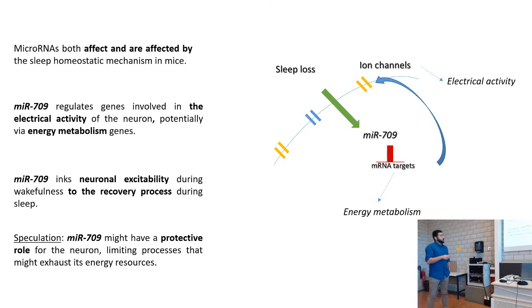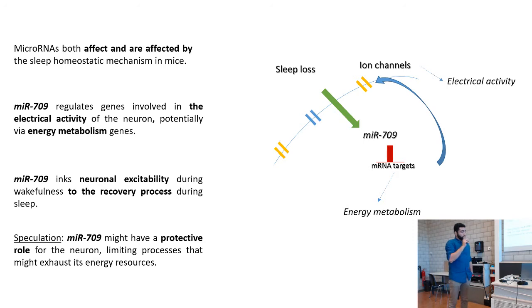And as we saw in the first in vivo experiment, microRNA 709 links neural excitability during wakefulness to the recovery process during sleep. And we have a theory which should be tested in the future, possibly with someone else, that 709 might actually have a protective role for the neuron, regulating processes that might exhaust the neuron itself. So this is basically our model. Sleep loss would upregulate 709, which would downregulate its targets, and therefore control energy metabolism and electrical activity.